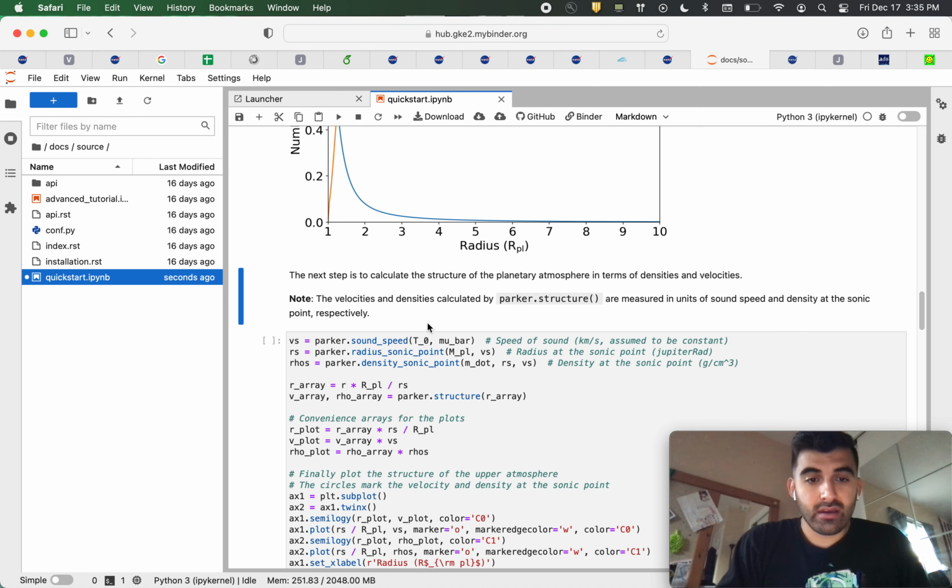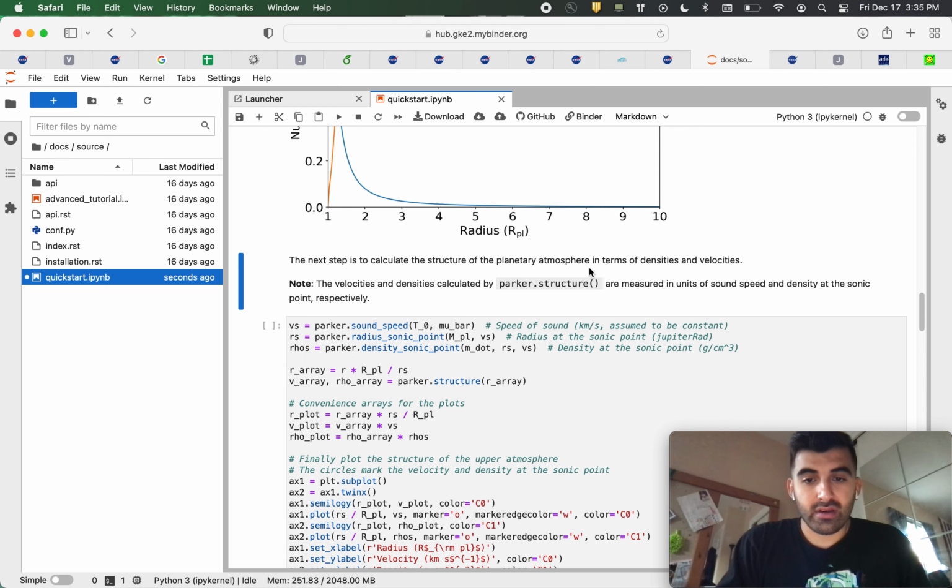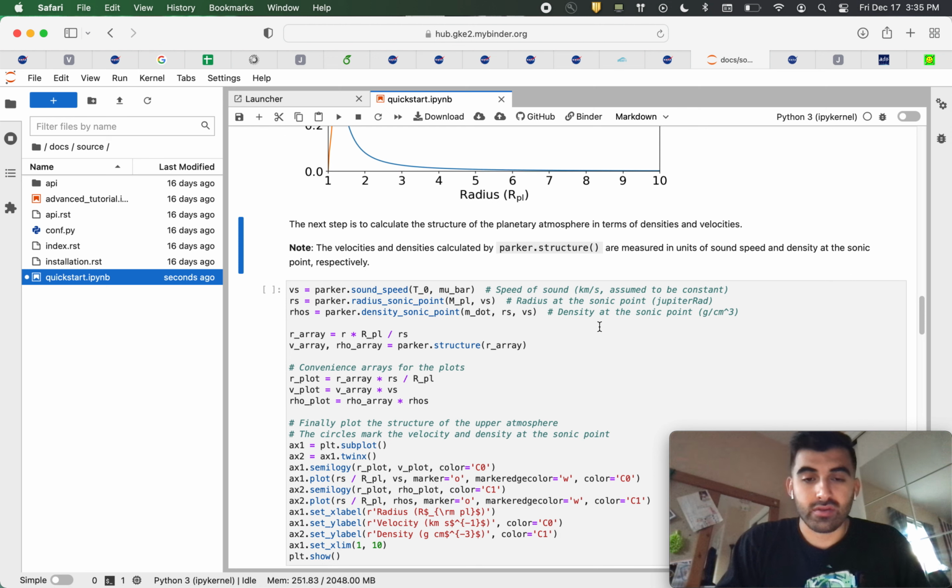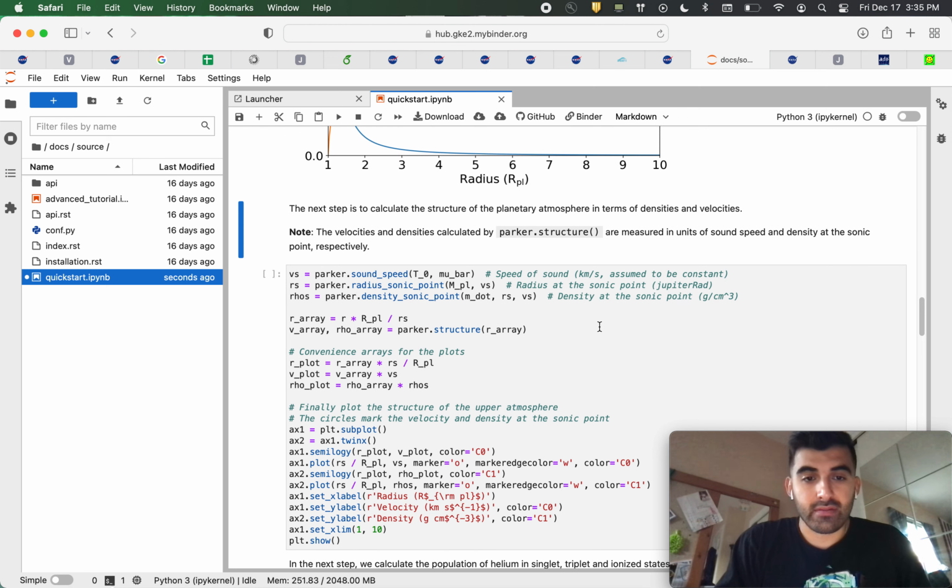Now that we have that, our next step is to calculate the structure of the planetary atmosphere in terms of density and velocity, because remember, we are trying to characterize the upper atmosphere of this planet.